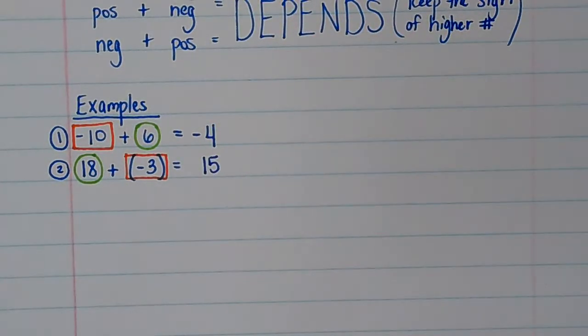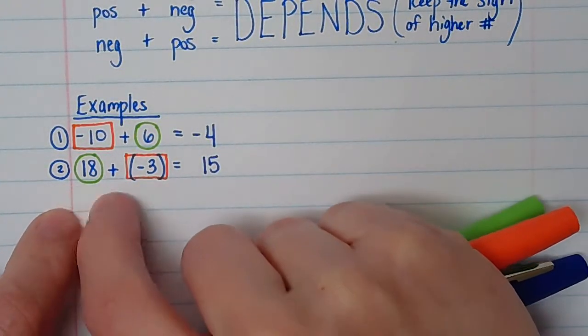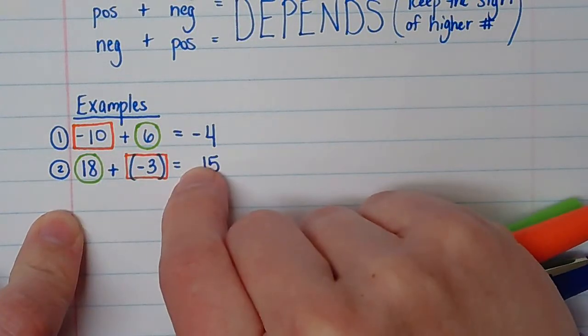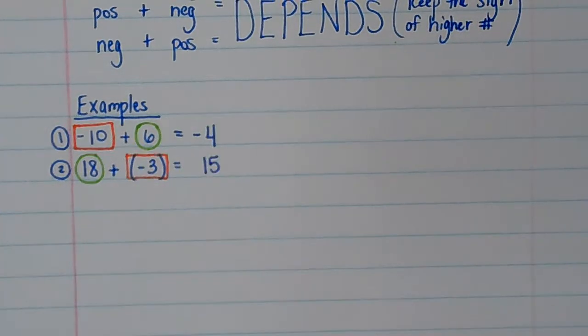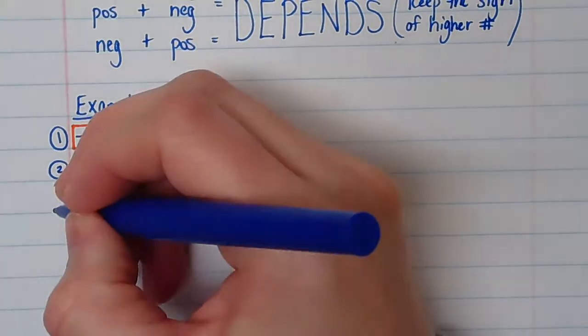Just looking at the numbers, I don't care if it's positive or negative right now. This one's an 18, this one's a 3. 18 is bigger than 3. 18 is positive, so therefore my answer has to be positive. You keep the sign of the higher number. Whichever one's higher, that answer is going to be that same sign.